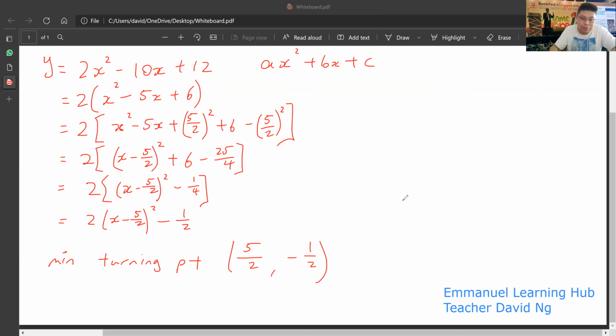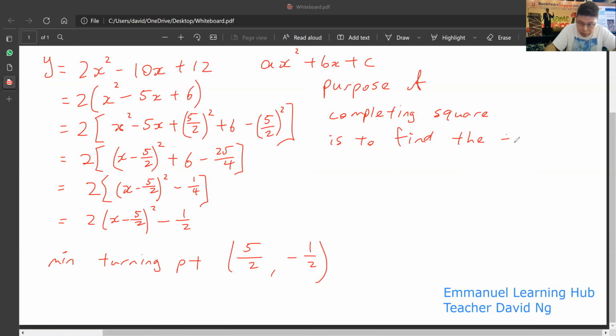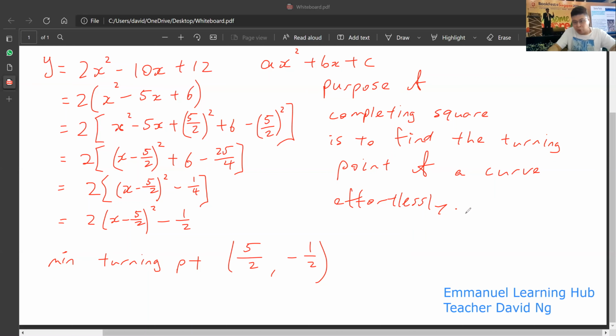Any question so far? No. This is one of the uses of completing the square. So the purpose of completing the square, right? Okay, effortlessly. I'm not saying no need effort to go through here.